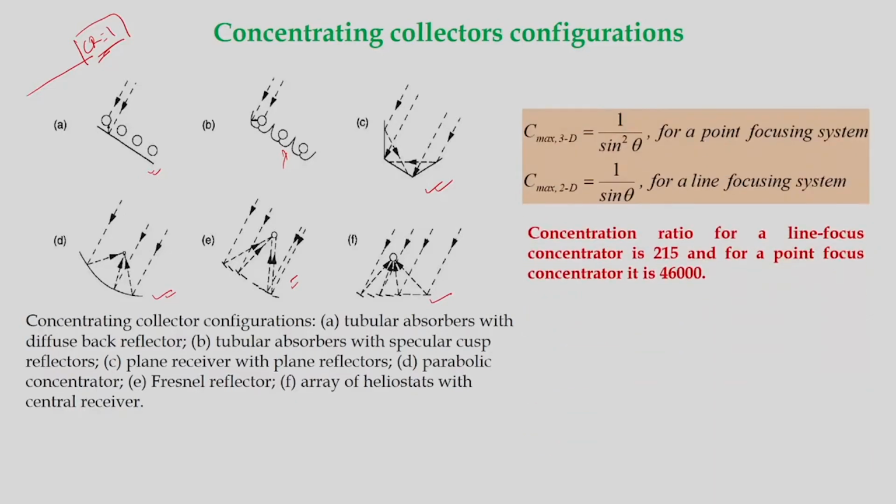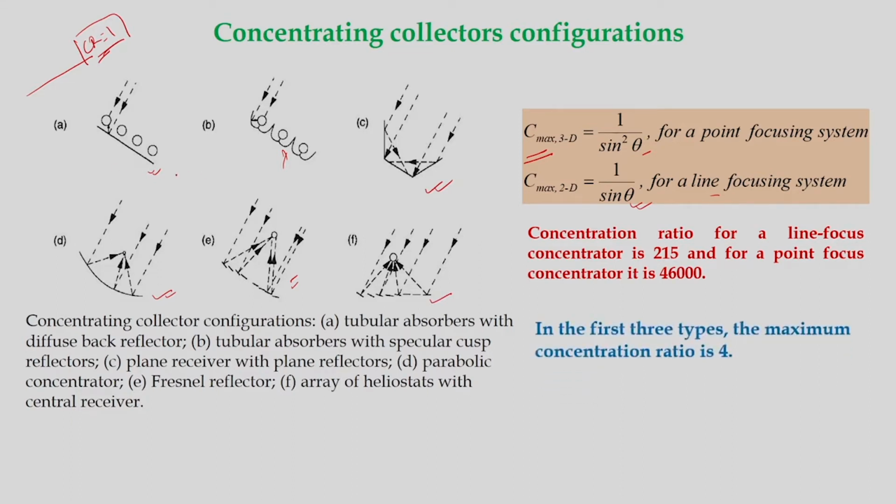As you understand, for a point focus system the concentration ratio can be defined as 1 by sin square theta, and for a line focus system this is 1 by sin theta. So if we know this theta value, then we can straightaway calculate the maximum concentration ratio for a point focus system and for a line focus system, right.